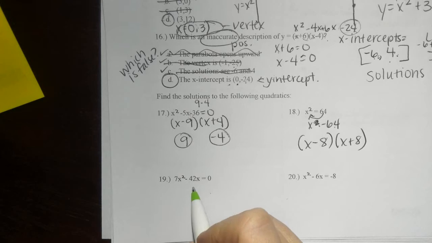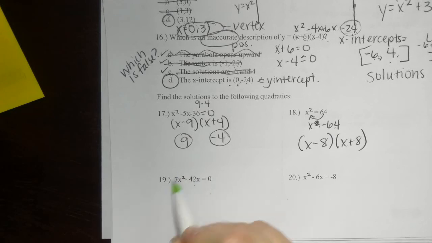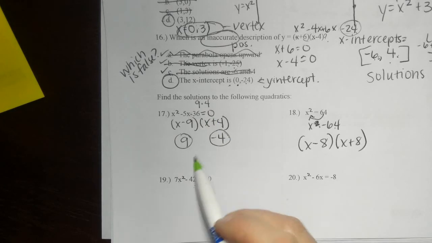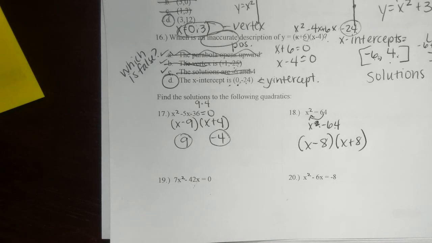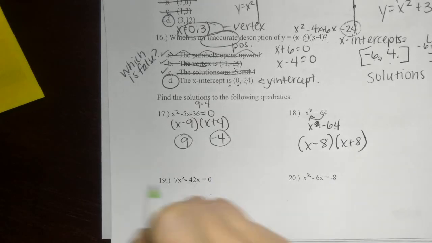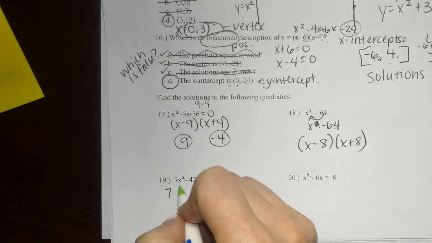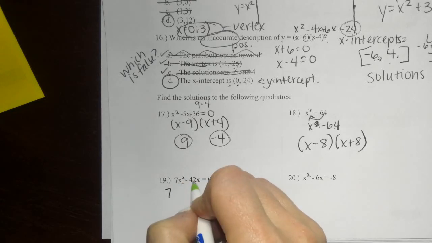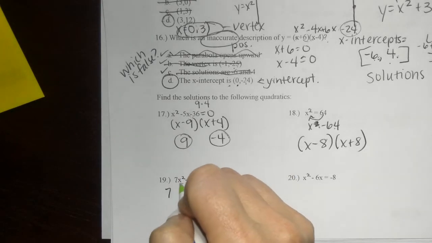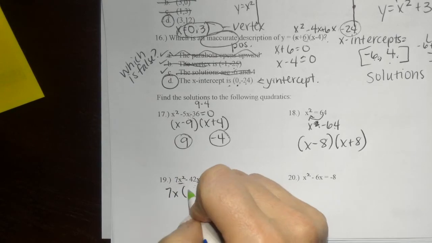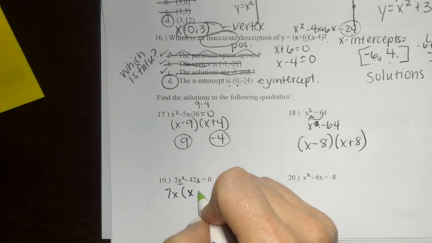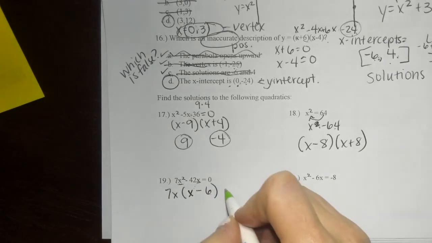Then down here, let's see if we can factor this in any way. It's not difference of squares, because neither of these are squares. It's a binomial, so can't solve it by factoring the trinomial. But we can take out a GCF. 7 is a factor of both 7 and 42, and an x. Okay, so 7x would leave us with x minus 6 equals 0.